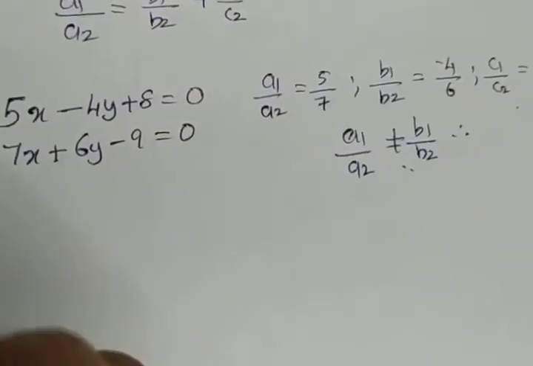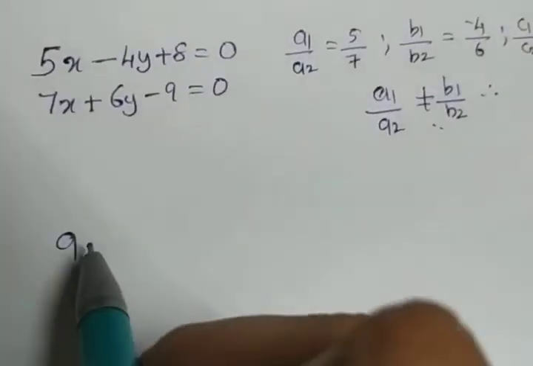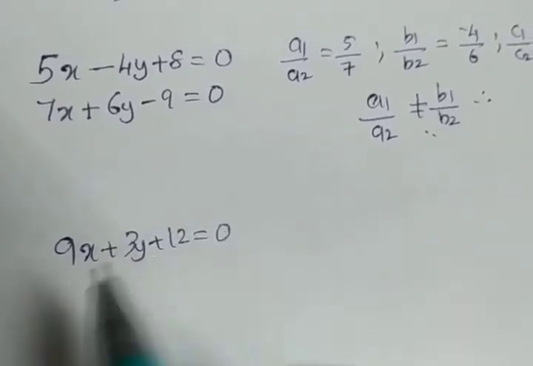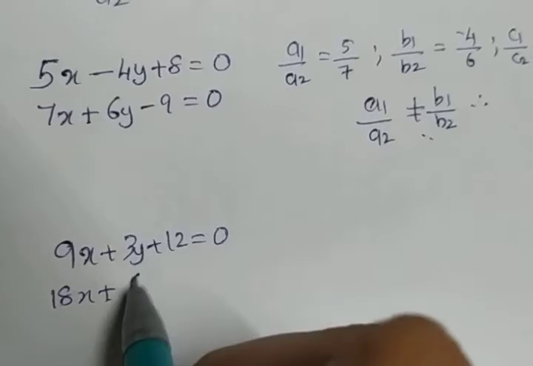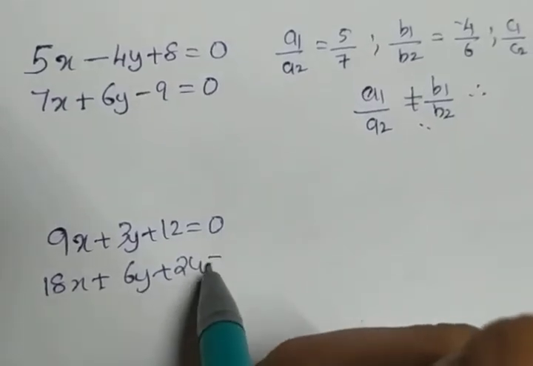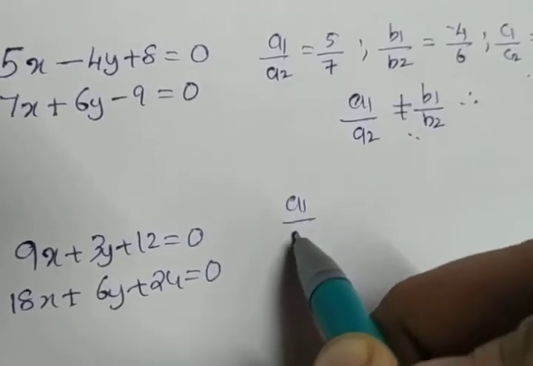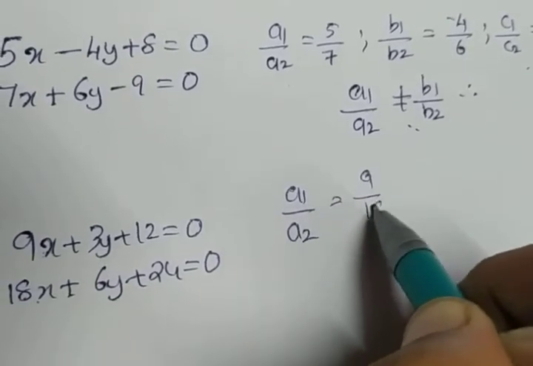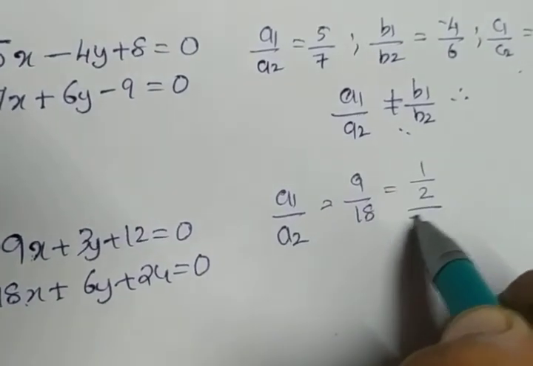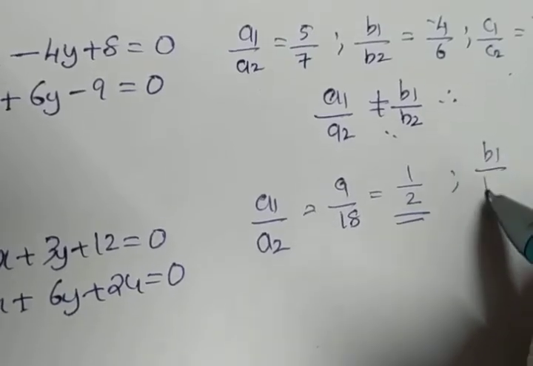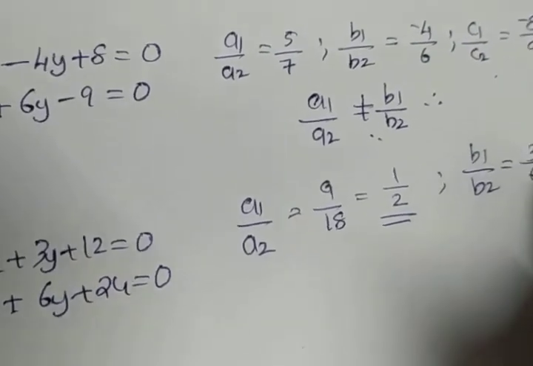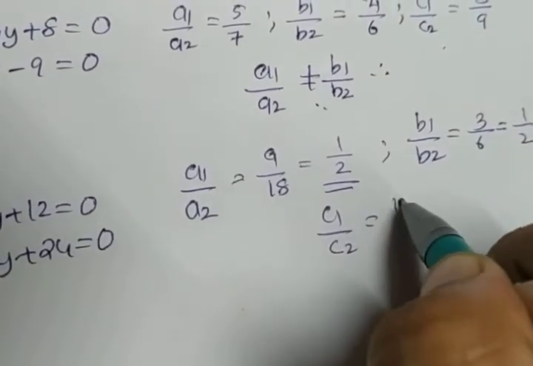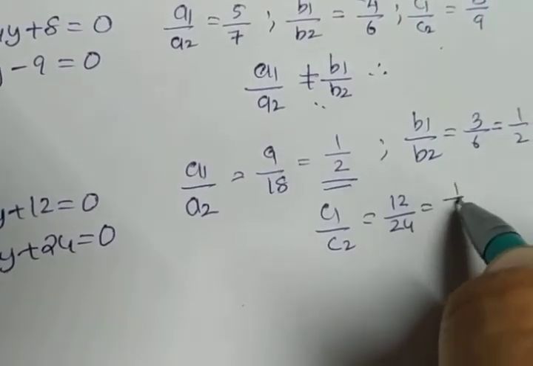If we move to the second pair of equations, let us take the equations as 9x plus 3y plus 12 is equal to 0 and 18x plus 6y plus 24 is equal to 0. In the same way, find a1 by a2. a1 by a2 means the ratio of coefficients of x: 9 by 18, which gives you 1 by 2. What about b1 by b2? b1 by b2 is 3 by 6, which is again 1 by 2. c1 by c2 is 12 by 24, that is also equal to 1 by 2.